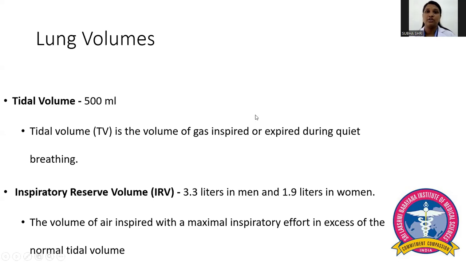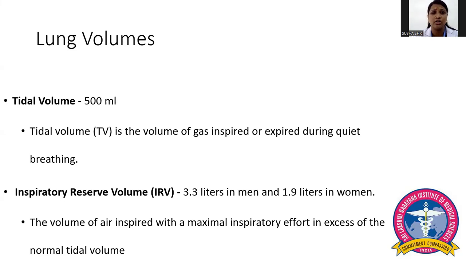So the first thing that we are going to see is about the tidal volume. It is about the lung volume. The first of all lung volume is the tidal volume. So what is tidal volume? Tidal volume is the volume of gas that is inspired or expired during a quiet breathing. So at rest, how much amount of air we inspire and how much amount we expire will come under tidal volume. The normal value of tidal volume is around 500 ml.